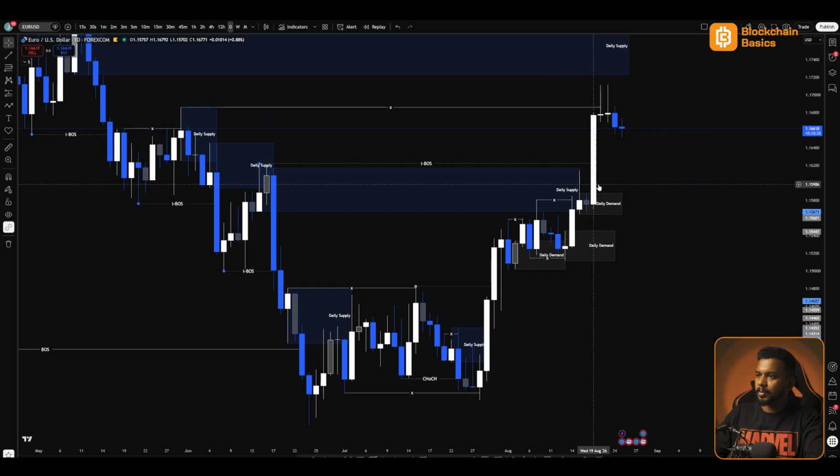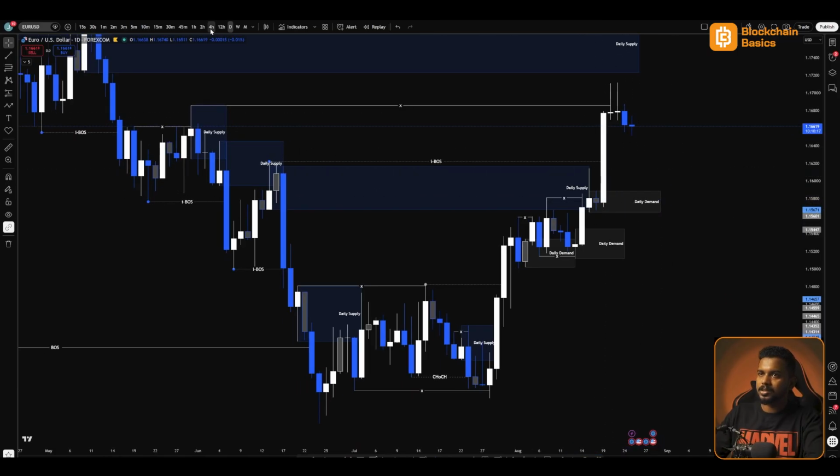So you can see a lot of imbalance. So we can fill this imbalance or even push price lower, take out all these liquidities. For now, we can look for shorts into this daily demand over here so that we can fill this imbalance. Let's see on the H4.